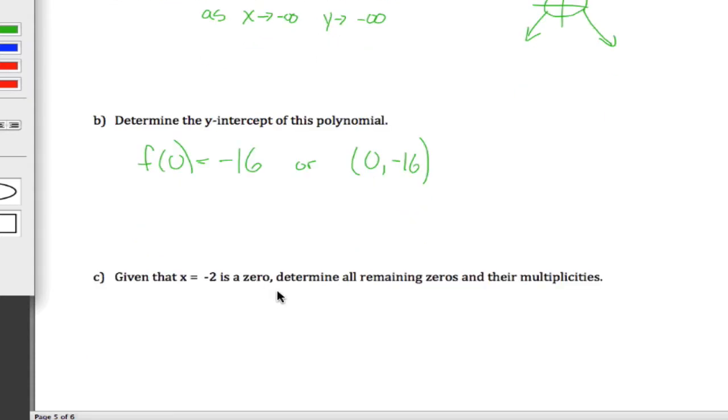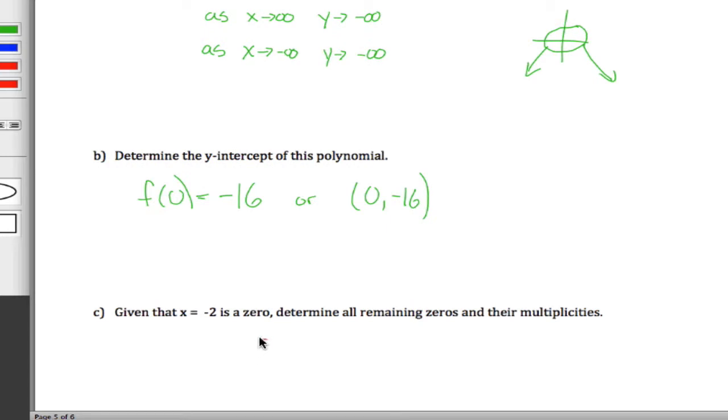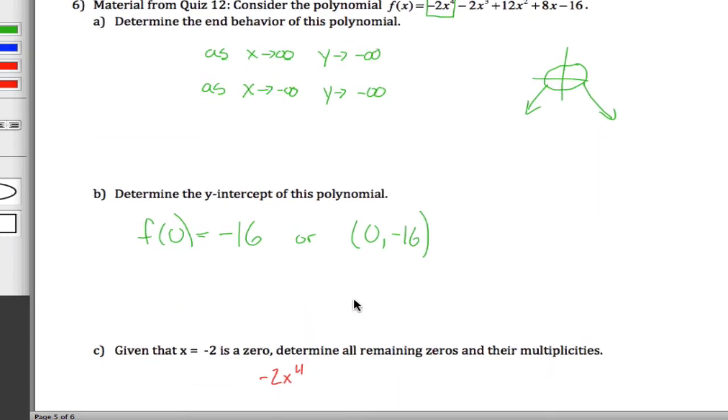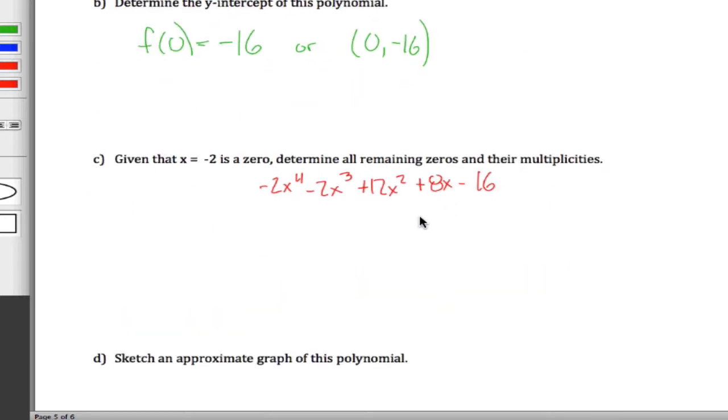Given that x equals -2 is a 0, determine all remaining zeros and their multiplicities. If x minus 2 is a 0, okay, so you look at this big polynomial up here. We got -2x to the 4th, minus 2x cubed, plus 12x squared, plus 8x, minus 16. This is my polynomial. It tells me that x equals -2 is a 0.